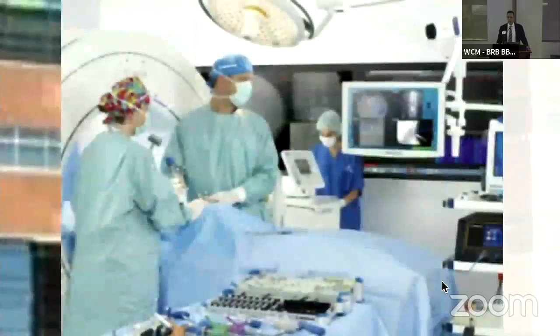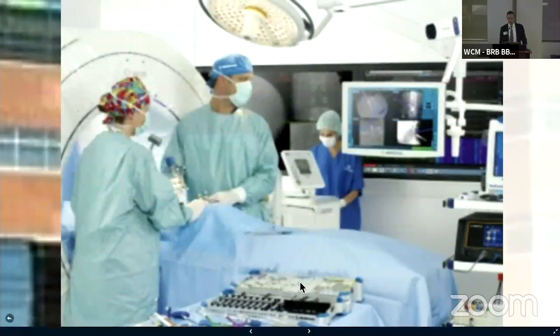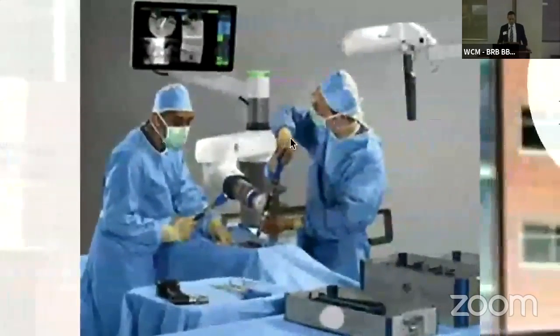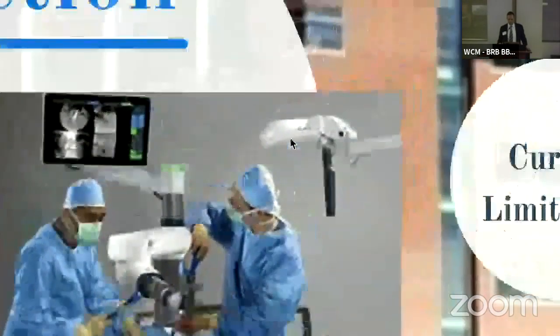Now, traditional navigation, as we've seen today, is very helpful in placement of spinal instrumentation, but there's always this attention shift away from the patient as pictured here. The surgeon always has to look to a remote camera, and that takes our attention off the patient, and we're all used to focusing on the patient when we're operating as spine surgeons. Similarly, robotic technology, same thing.